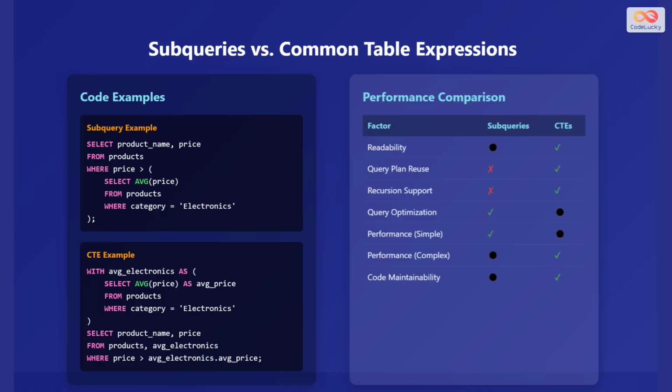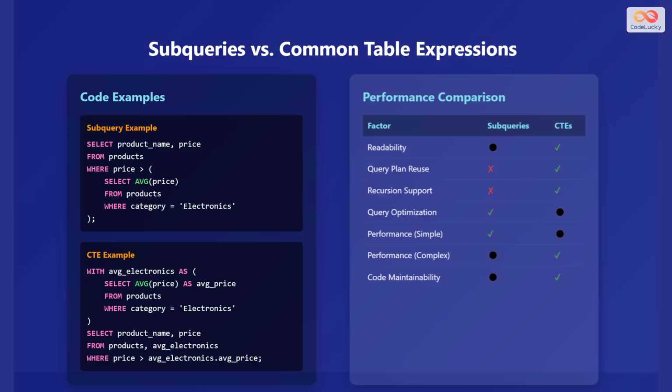Now let's compare subqueries and common table expressions, also known as CTEs. Here's a subquery example. Select product name, price from products where price is greater than open parenthesis, select average of price from products where category equals electronics, close parenthesis. Here's an equivalent example using CTE.